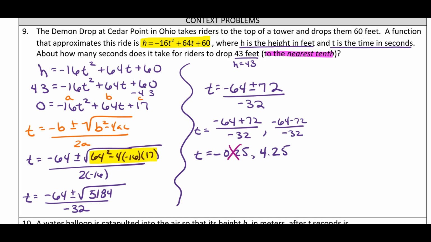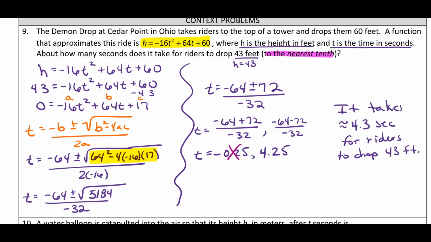So it takes about 4.25 seconds, exactly 4.25 seconds for the riders to drop that many feet. But they said to round to the nearest tenth. So even though this is exact, I'm going to do what the problem says. So in my answer, I'm going to say it takes approximately 4.3 seconds for riders to drop 43 feet. And notice all I'm doing is rewording the question with my answer embedded in it. Okay, so again, quadratic formula makes word problems a lot simpler.